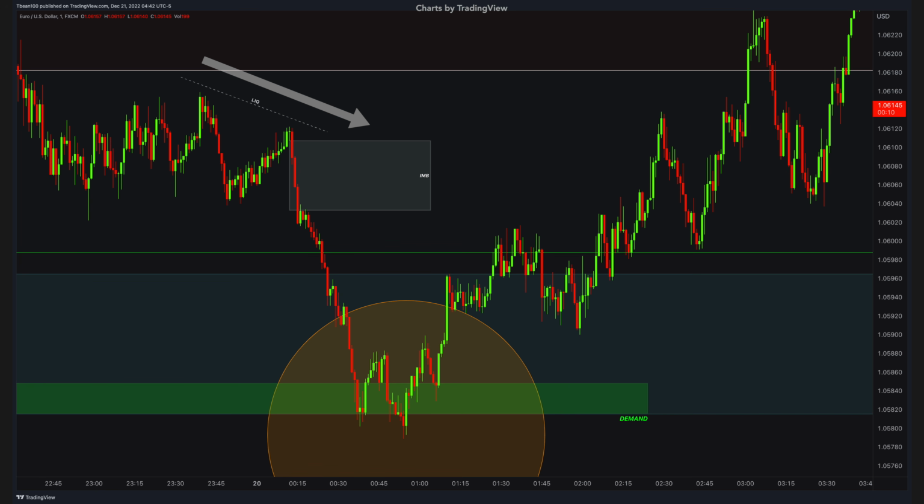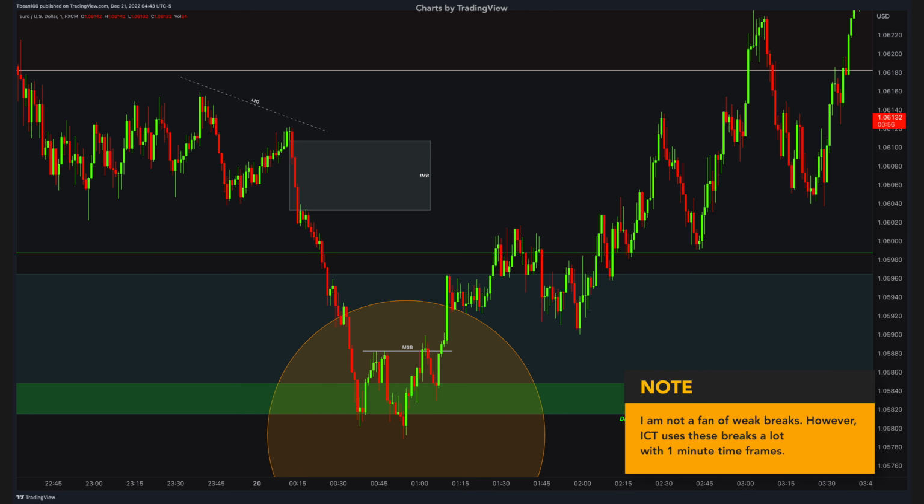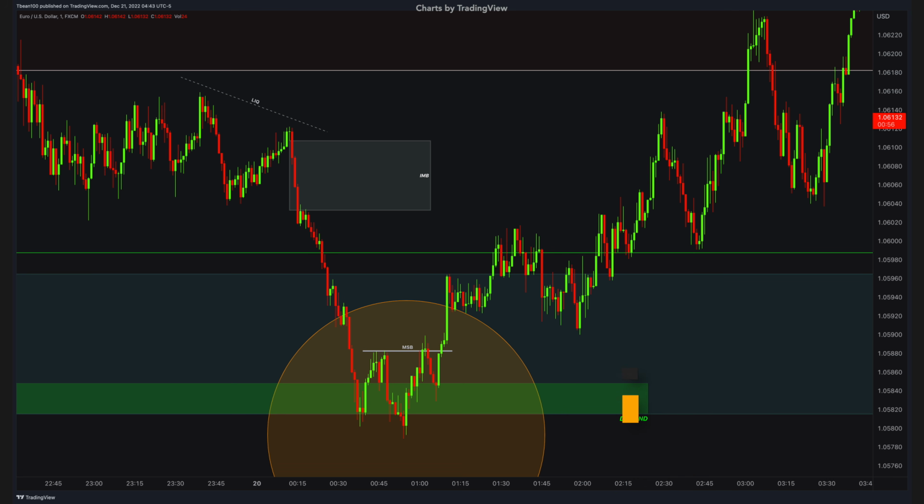Okay, you can see the market structure break right here. This is actually a kind of weak break. I am not a fan of this kind of breaks. However, if you watch the ICT mentorship, it takes a lot of trades like this in 1 minute charts, because 1 minute charts are very noisy and it is not possible to find quality breaks all the time.